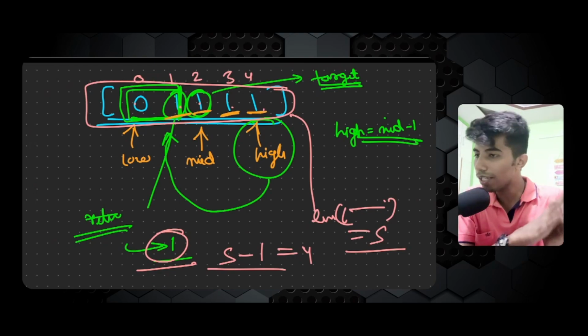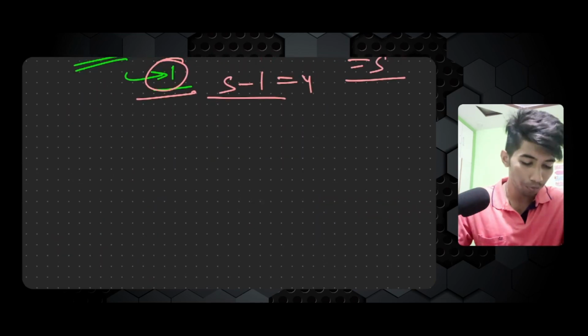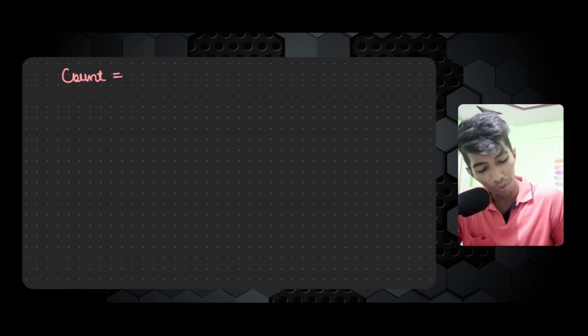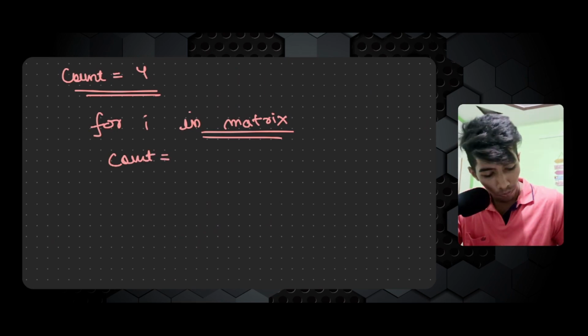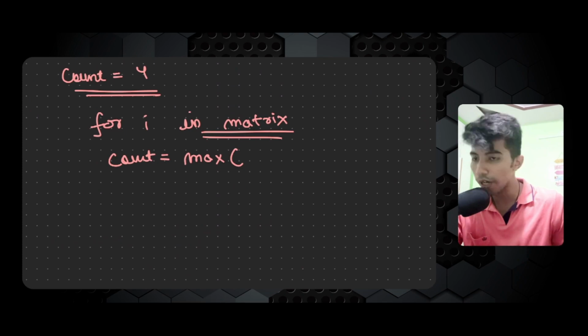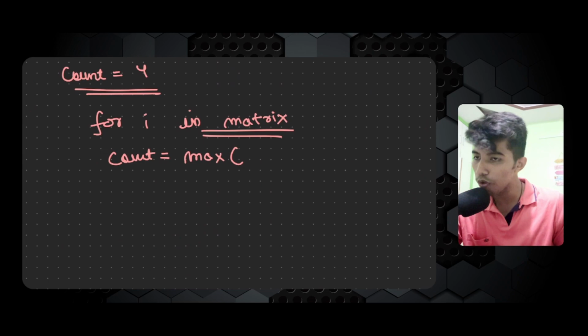After getting the count, what will I be doing? I will be storing this count in a variable. Let's say here I just got a count of 4. Now we will run a loop in a matrix, and for that matrix we will compare the count with other values of the rows. We will check for different rows, and compare their count with this global value, and then we will get our answers.